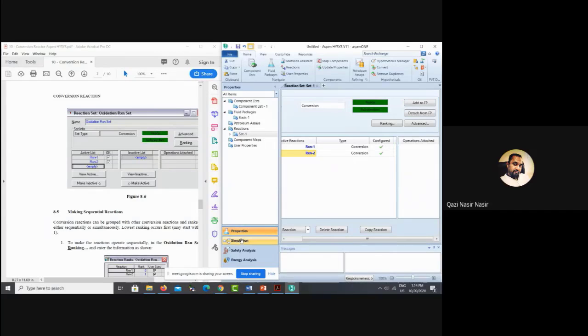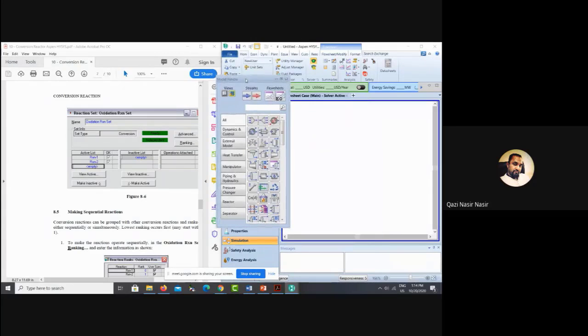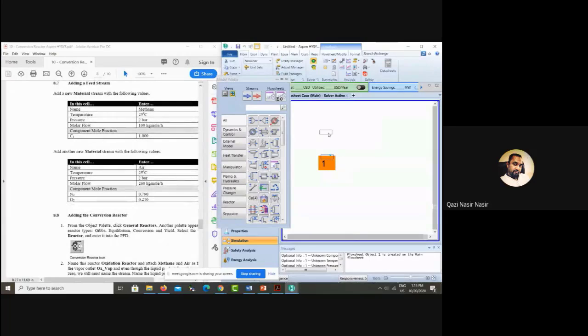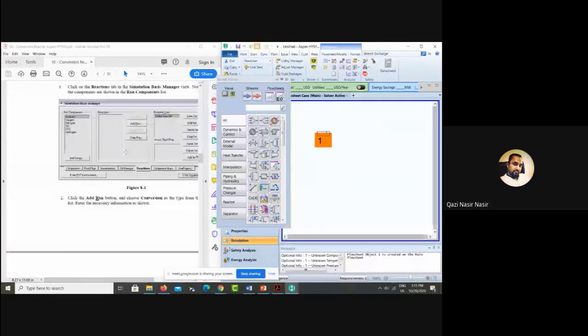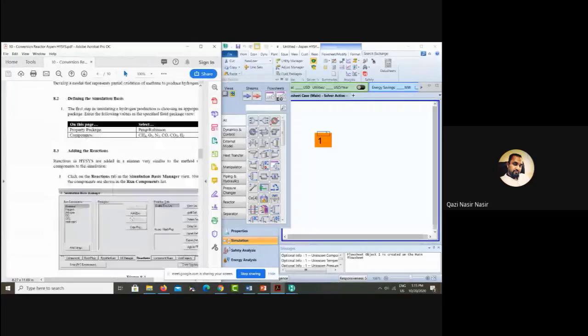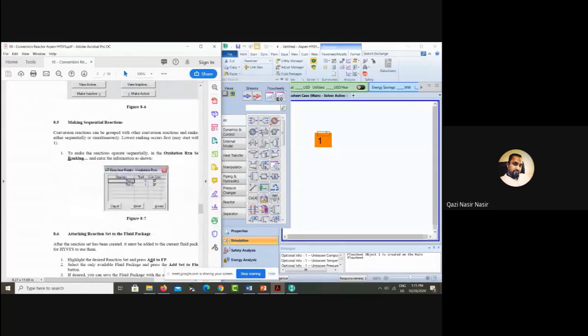Now you can go to the simulation environment, and do the same process. The first thing you need to do is add a material stream. We have two material streams entering. As I told you, according to your reaction, if you look at your reactants, methane and oxygen, methane is entering separately and oxygen is entering separately to the reactor. So we have two material streams: one is for the methane, the other is for the air. Why air? Because from air we are using oxygen.